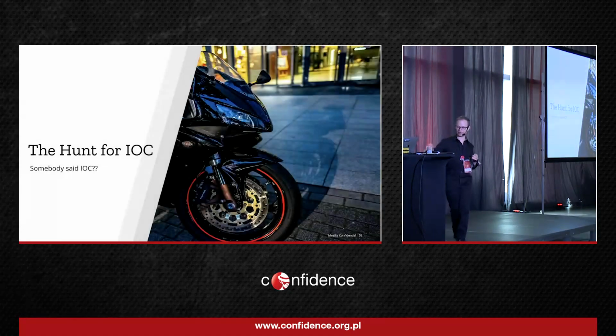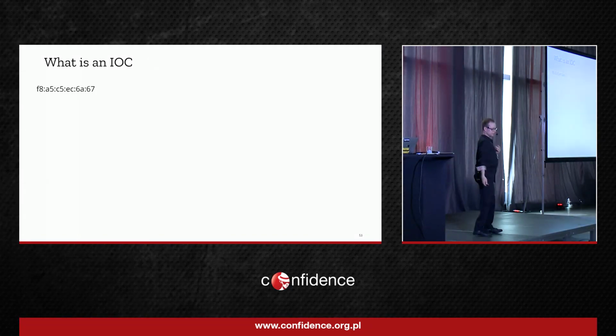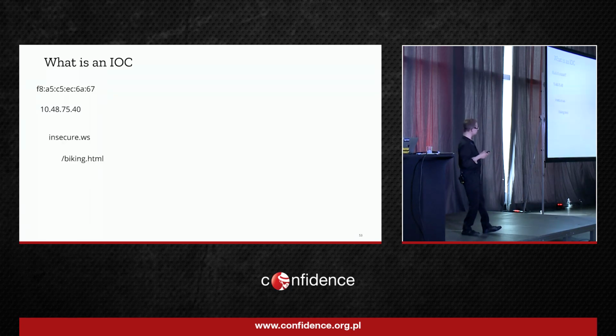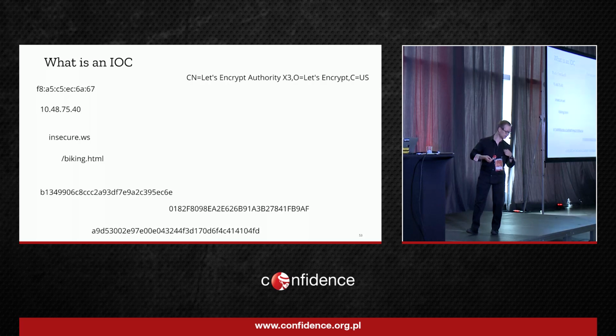Switching quickly to the IOC part of the presentation. The hunt for IOC. When you think IOC, you think like IP source, IP destination, maybe some domain name. But we have some very unusual IOCs. I want to be able to match MAC address, the URL. I want to be able to match some file hash, or maybe a certificate serial number, or maybe another hash, or maybe I want to match everything that was issued by some particular CA, and this CA got compromised.